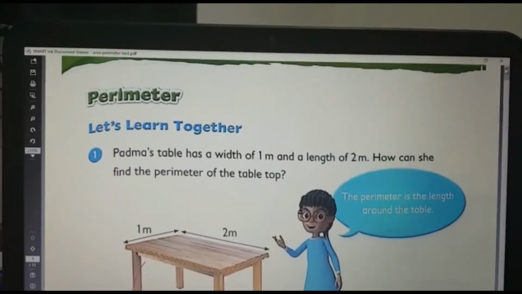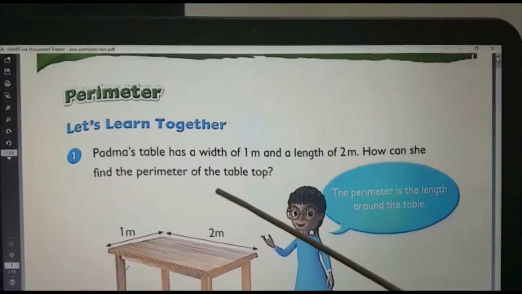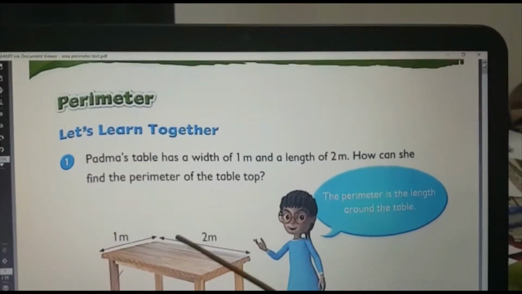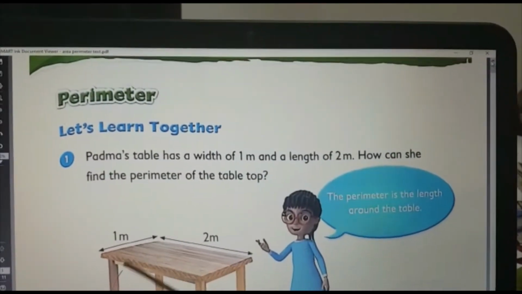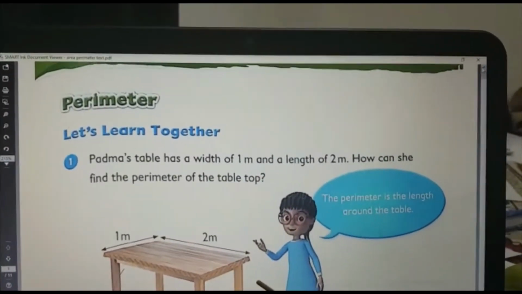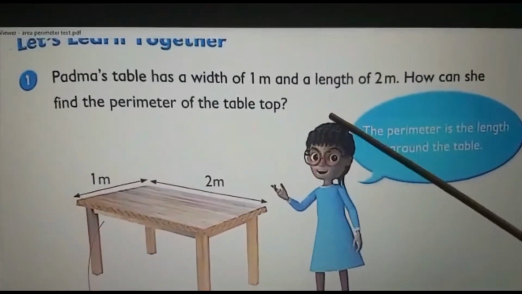So, in the student book, page 221, that is the explanation for perimeter. Okay. So, see, what's the first question? Padma's table has a width of 1 meter. So, we know width means the shorter side, is it? And a length of 2 meter. Length means the longer side. How can she find the perimeter of the tabletop?